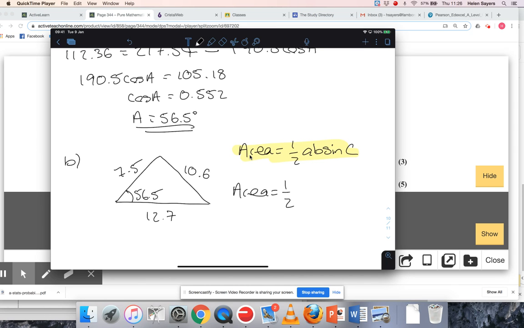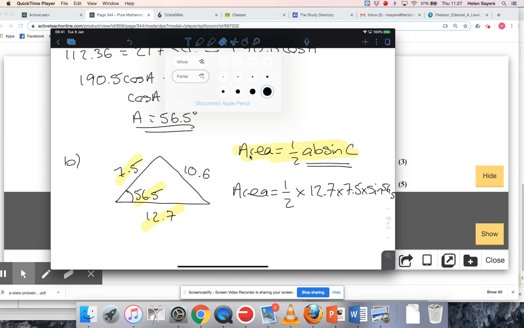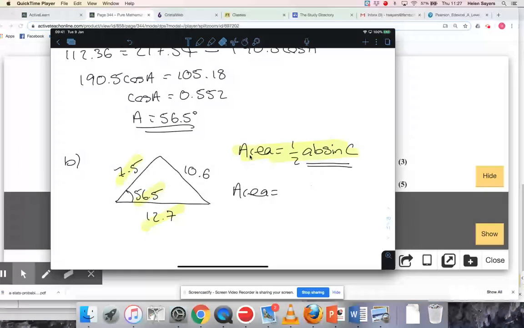Okay, because I've actually got everything I need. So this basically means two sides and the angle between them. So that's those three values. So it's half times 12.7 times 7.5. And again, I've not left myself much room, but just squeeze that in. So I'll tell you what, let's stop being lazy. Let's make that a little bit smaller. Could fit the whole thing in, right? Okay, so half times 7.5 times 12.7 times sine of 56.5.